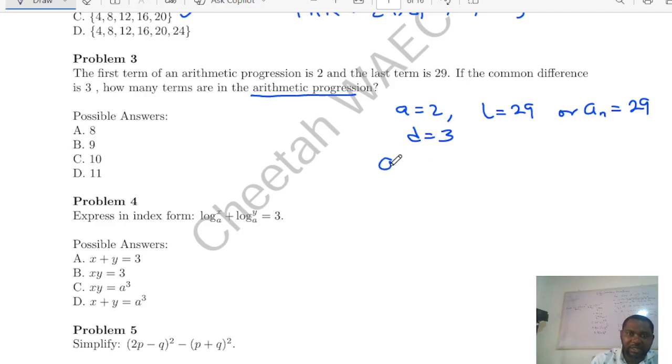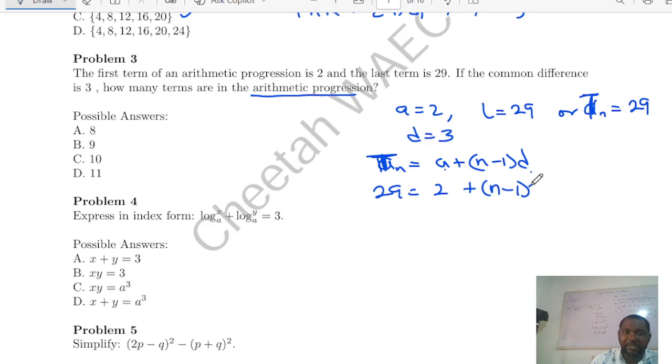We can use AN equal to A plus n minus 1 times D. Now, usually we use TN. Let me change this to TN equals A plus n minus 1 times D. So for the last term, if I substitute, the last term is 29, equal to the first term, 2, plus n, which is what we are looking for, the number of terms, minus 1, times the common difference, 3. Because this is the formula to find the nth term of an arithmetic progression. So please note that.